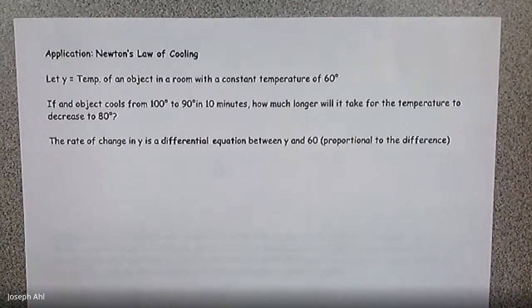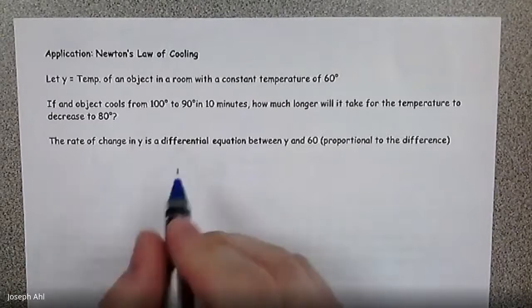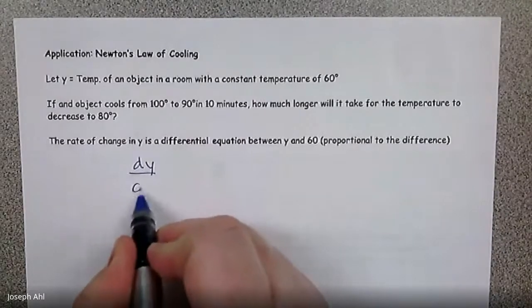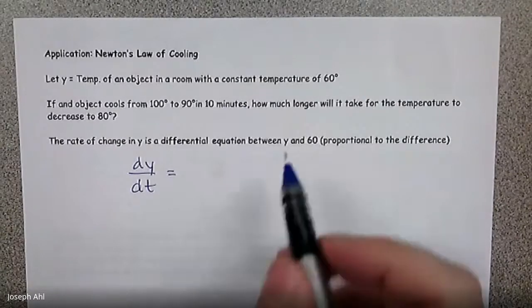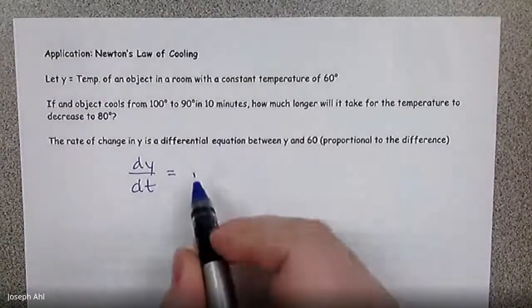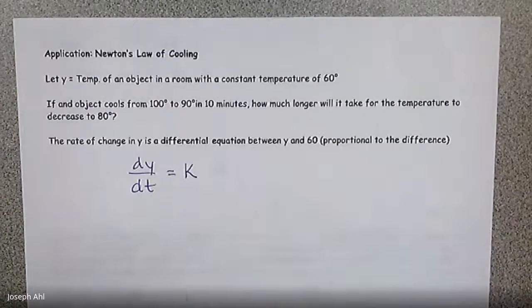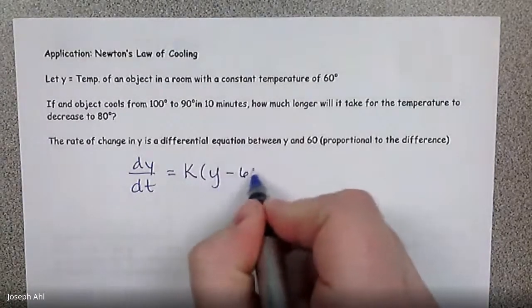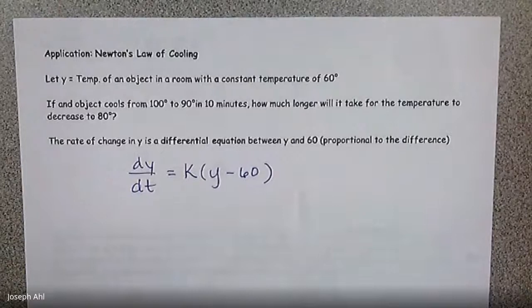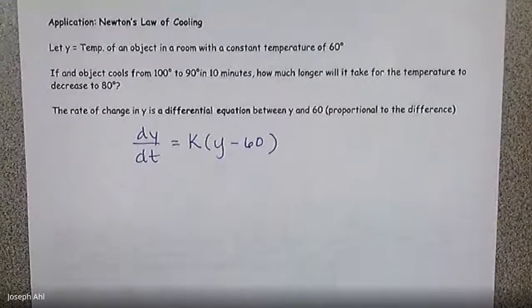So if you remember setting up applications of this form, the rate of change in y, so dy dt, would equal, it's proportional to the difference between y and 60. So proportional to the difference would be some constant of proportionality k times the difference between y and 60. So here's the differential equation that we're going to set up. And we're going to have to start finding some constants within this such that we can answer the question.